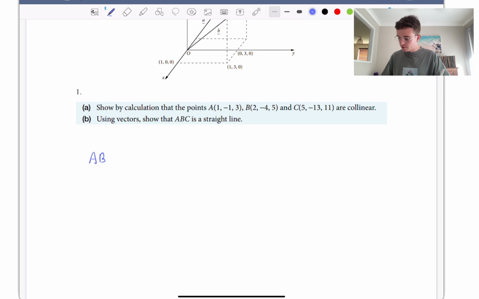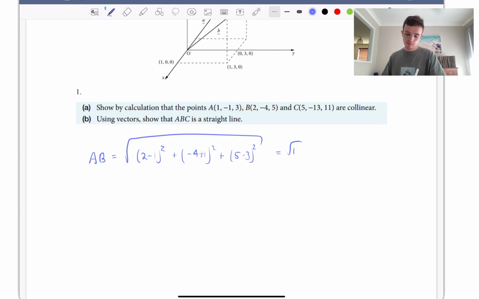Now if we find the magnitude of AB, which is the square root of 2 minus 1 squared, plus minus 4 minus 1 squared, so minus 4 plus 1 squared, plus 5 minus 3 squared, you get the square root of 14. Now if we do the same for the magnitude of BC, we get 3 root 14. And if we do the same process for AC, we get 4 root 14.